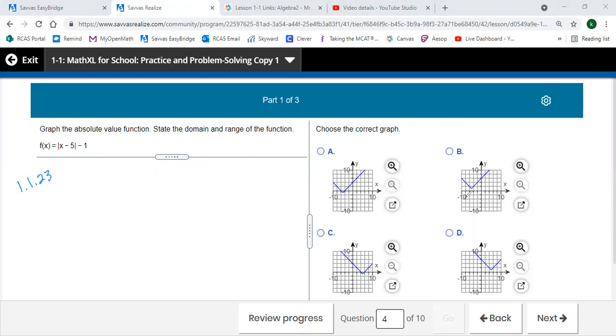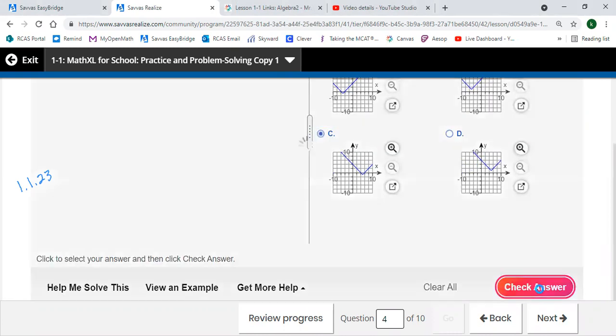So which graph looks like 5 right and 1 down? That would be right here. This one's like left and down. This one's left and up. That's right and up. And I needed right 5 and down 1. So the only option there would be right there, C. And then I got to scroll down here to see my button that I need to click to check it.